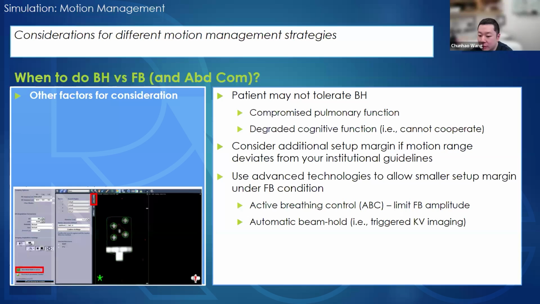Another technique from Varian is called auto beam hold, which we usually call trigger KV imaging. On the left corner, you see a screen capture of the trigger imaging at the console. During the beam arc delivery, this technique can acquire KV images simultaneously at a preset condition. And then you can see landmarks, mainly the fiducial markers and their projected position at the KV angle. If you see a deviated position between the marker and the projected position, you can stop the beam. So this is another way to track the breathing amplitude during the arc delivery, even under the free breathing condition.